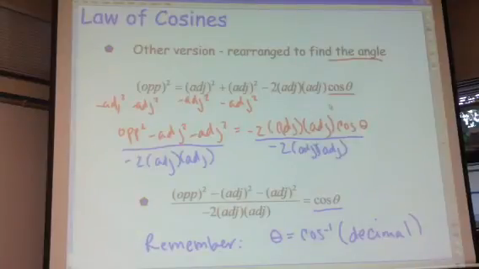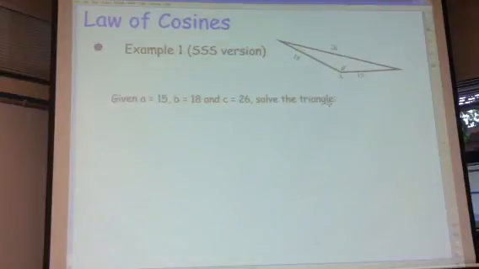Now let's get to our examples. So here's the first example. We'll do the side, side, side version first.